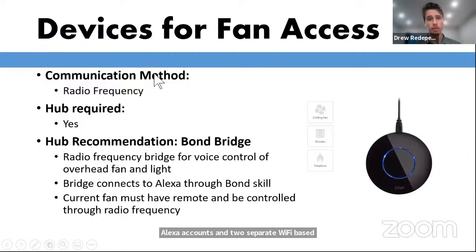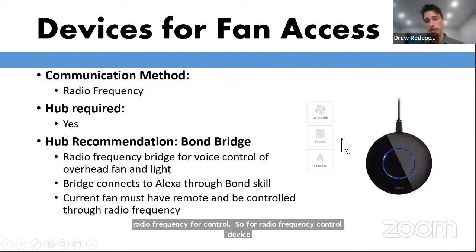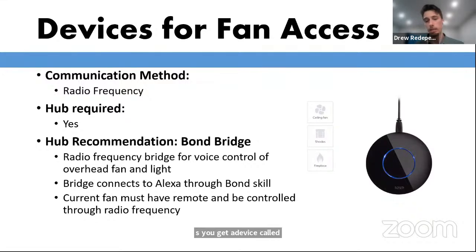So we talked a little bit about TV access. Now we're moving on to other areas in the home like fan access. Some people have fans in their home that are controlled by a remote, and those remotes rely on radio frequency for control. So for radio frequency control devices, you can get a device called the Bond Hub. This is similar to the Harmony Hub, where it allows Alexa to communicate to other devices in your home, but instead of controlling infrared-based devices, it can control radio frequency-based devices, like ceiling fans, shades, or fireplaces.